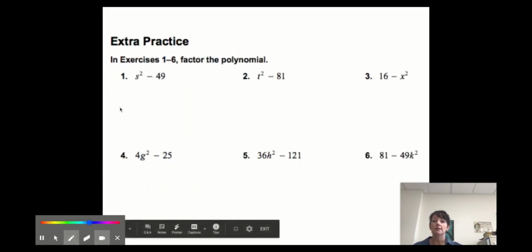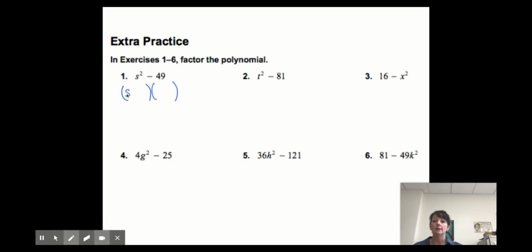So we're going to look for this, and we know that we're going to have s and s, and here the square root of 49 is 7. So because this is a difference of two squares, we will have plus 7 and minus 7. Okay, so there's no middle term, right? This is a binomial, no middle term. We know that it had to look like that originally. So we have t plus 9, t minus 9.